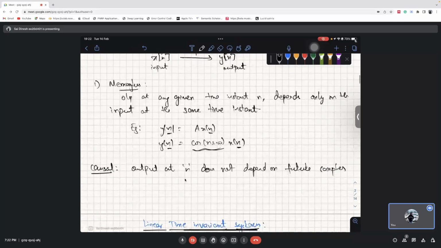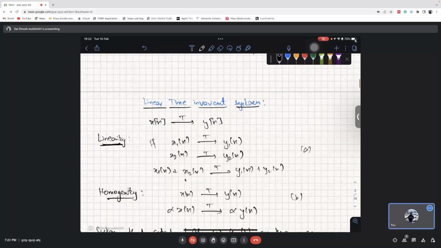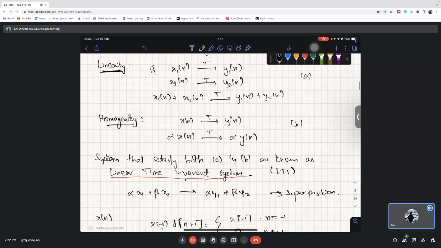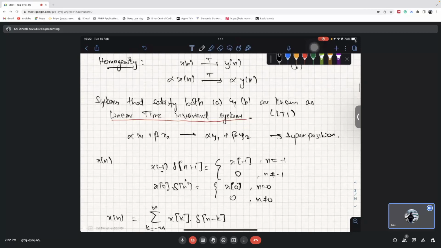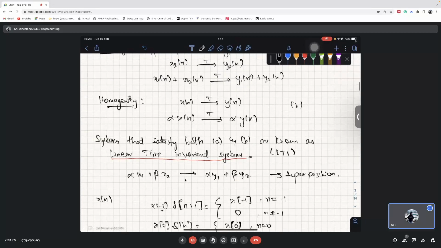Next we talked about systems. We said that a system is memoryless if the output of the system at a time instant n depends only on the input at that same time instant. Then we went to the linear time invariant system, where linearity means that if x1 of n produces y1 of n and x2 of n produces y2 of n, then x1 of n plus x2 of n gives y1 of n plus y2 of n. And then homogeneity means that if x of n produces y of n, some constant alpha times x of n produces the same constant alpha times y of n. Systems that satisfy both linearity and homogeneity are known as linear systems.